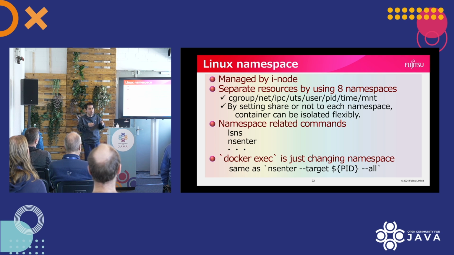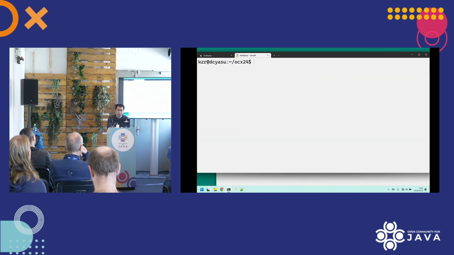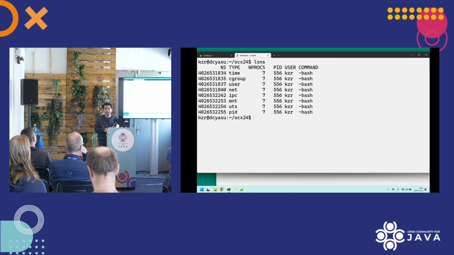You can imagine the meaning of these namespaces, but UTS means Unix time sharing system, that is a host name or node name. MNT means a mount point or a file system. And you can set share or not share for each namespace. So let me show some example of namespace. The typical command of namespace is lsns. It's a list namespace, and the left column shows the inode number.